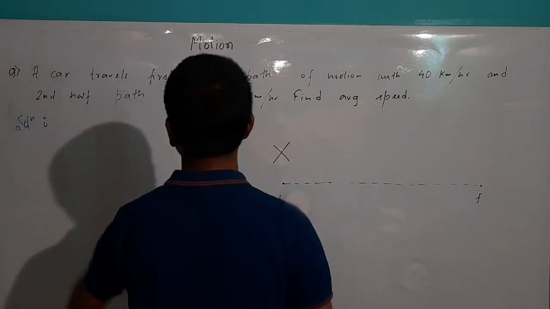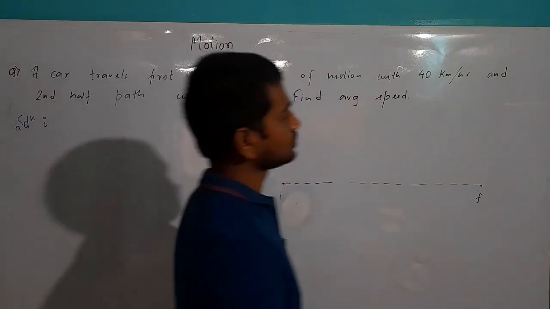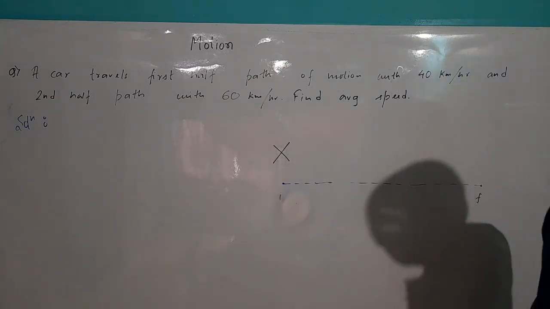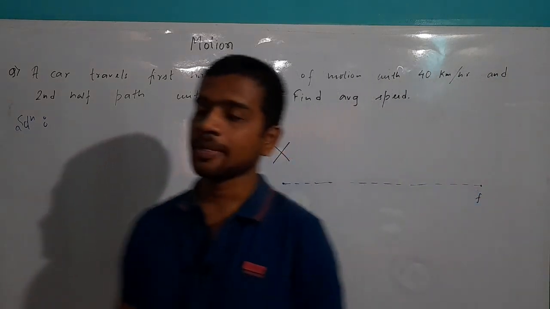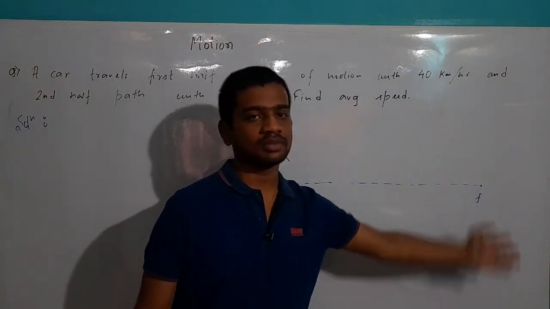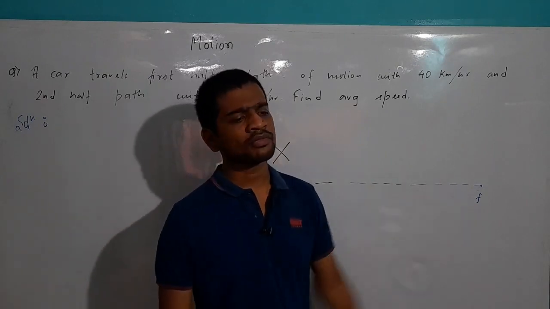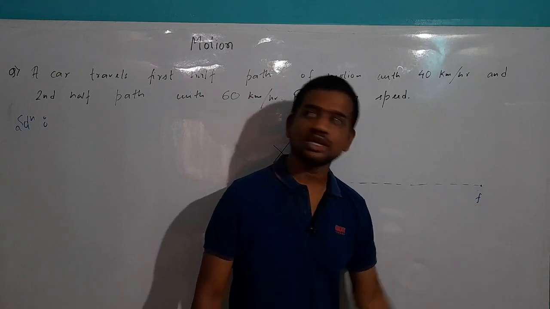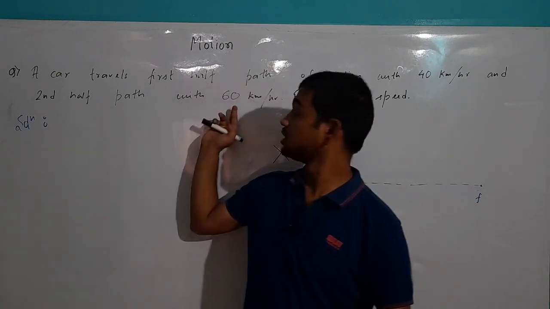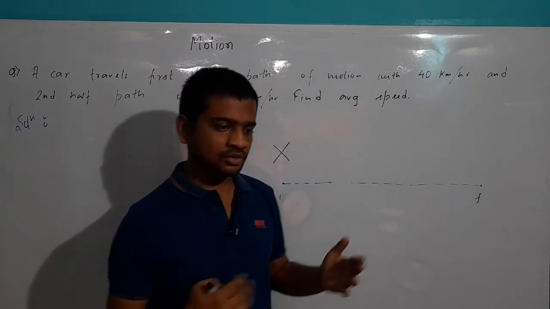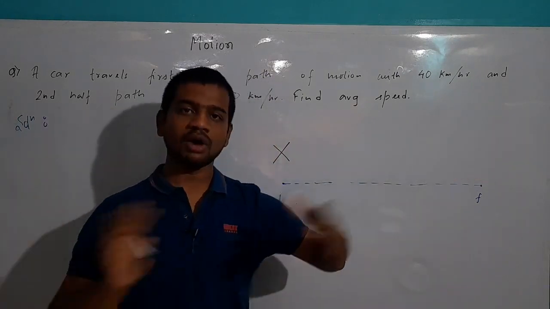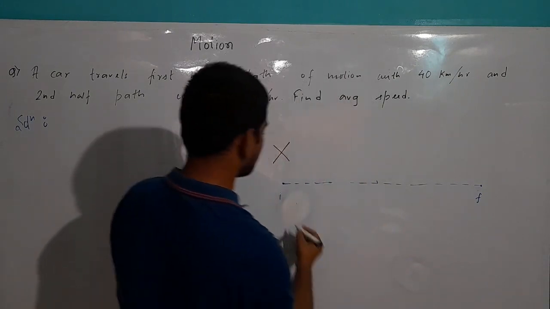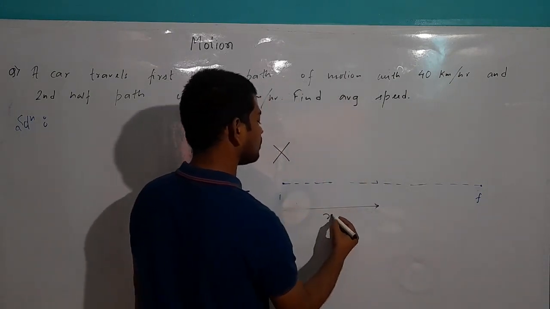So what question do we have here? A car travels half the path of motion with 40 km per hour and the other second half path with 60 km per hour. Basically, suppose the total distance is 100 km. So for the first 50 km, he is traveling with this speed, and for the next 50 km, he is traveling with this speed. So basically, he has divided the whole distance into two halves. So suppose the total distance is twice x. So each half will be what? X.